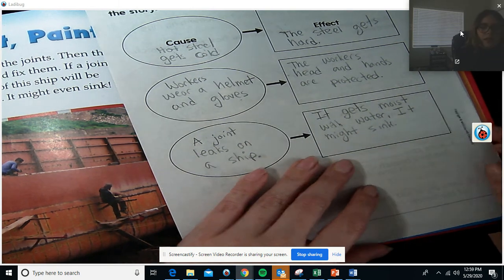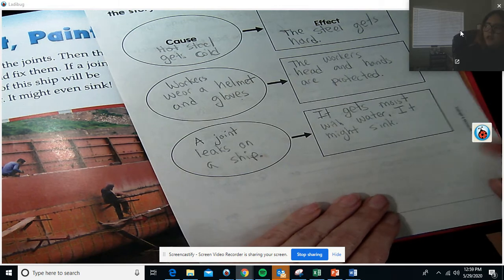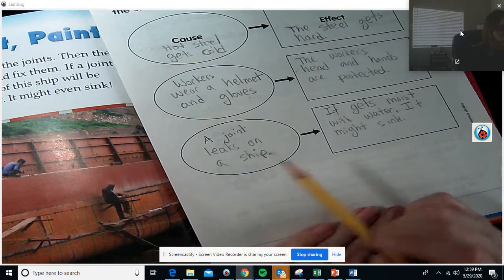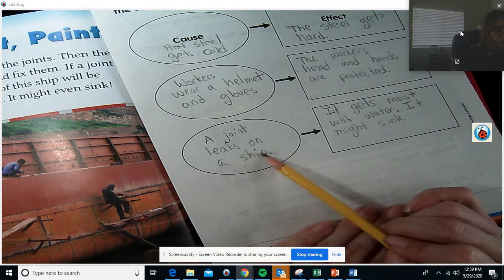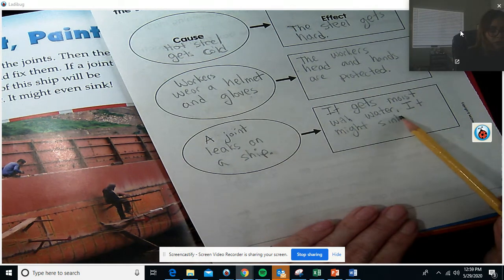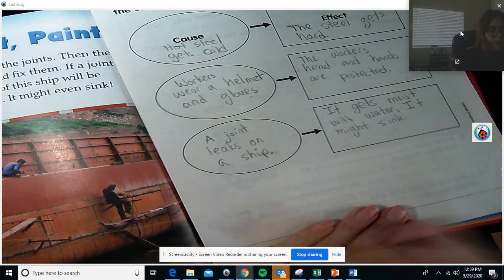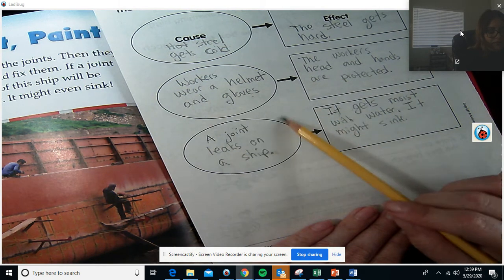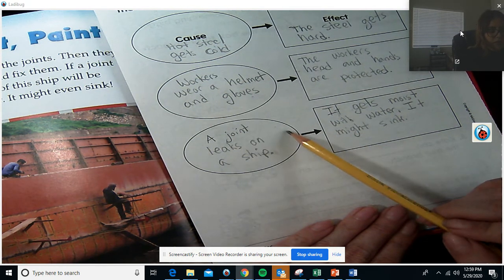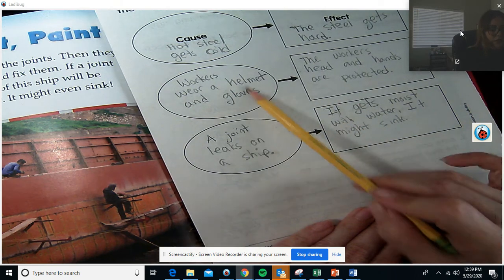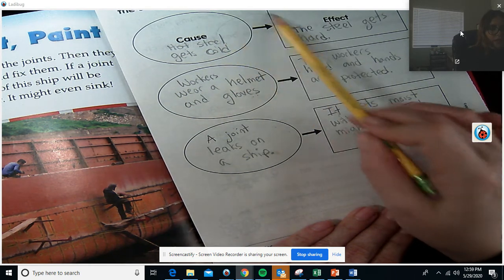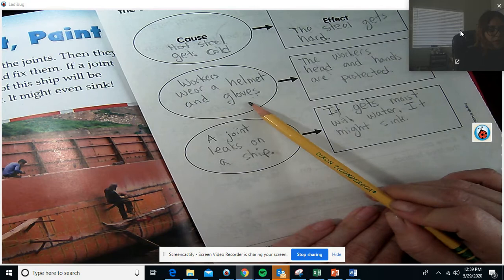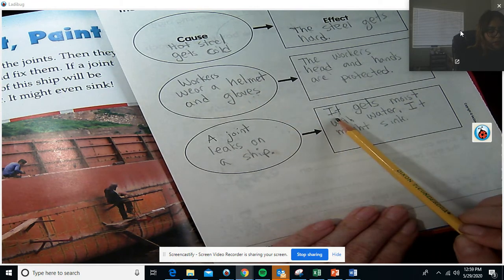So if water's getting through, the ship could sink. That's not good. So the cause, if a joint leaks on a ship, the effect is that it gets moist with water and it might sink. So this is what might happen. This is what happens because of this. So cause, effect, cause, effect, cause, effect. What happens because of this?